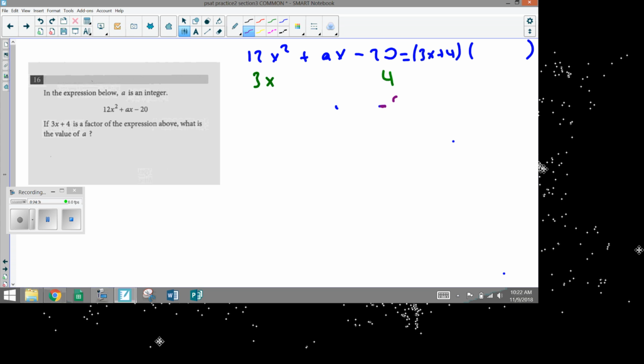Negative 5, correct? Guys, are we on the same page? We're not splitting, right? So negative 5 times 4. So I got one of them. Another question: 3x times what makes 12x squared? 4x. So basically I got another factor. Make sense?